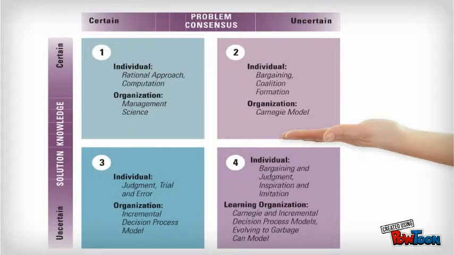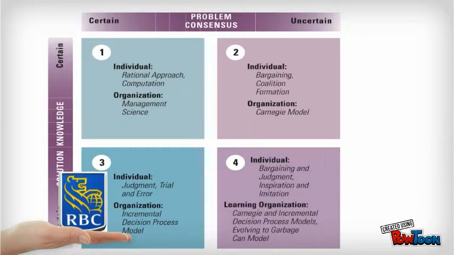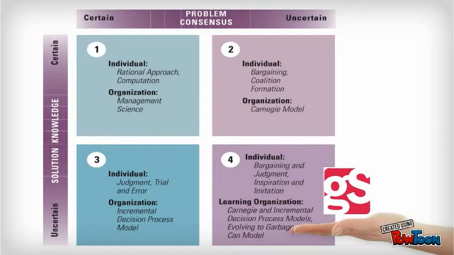EA Games applies the Carnegie model because uncertainty about organizational problems and priorities is high. RBC applies the incremental decision process model considering that problems and standards of performance are certain, but alternative technical solutions are vague and uncertain. When an entire organization is characterized by high uncertainty regarding both problems and solutions, as in Shift Labs, elements of the garbage can model will appear.